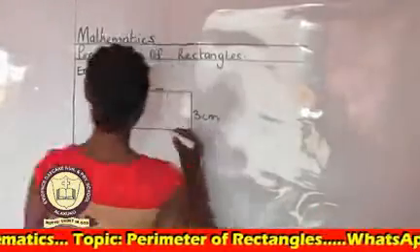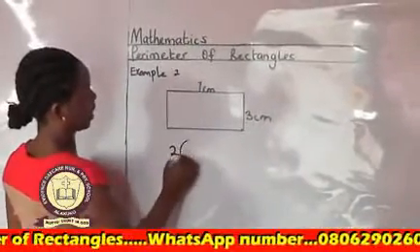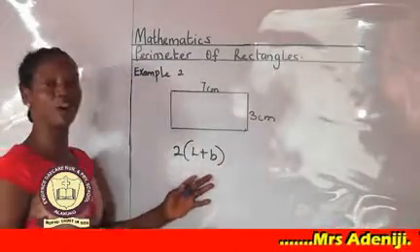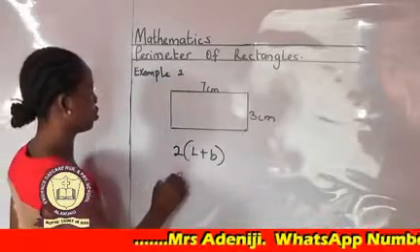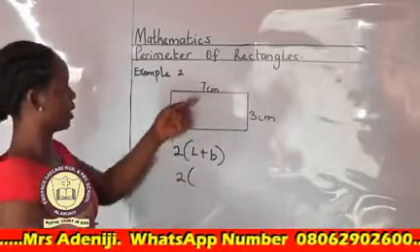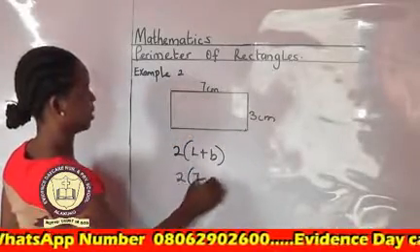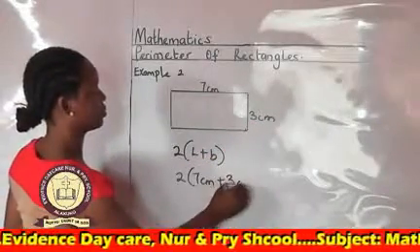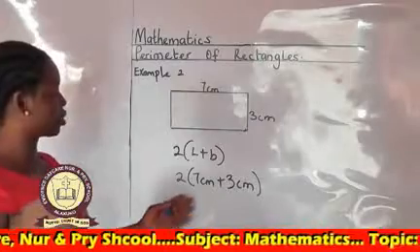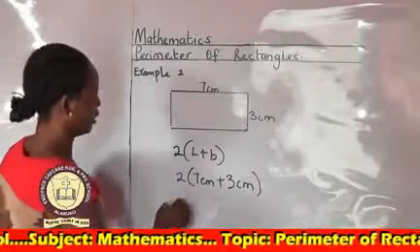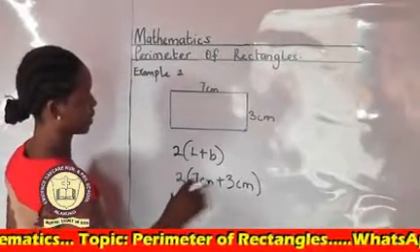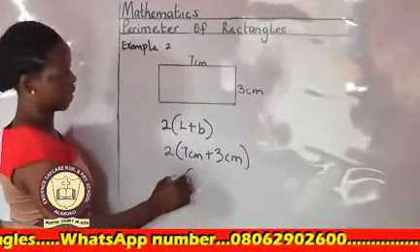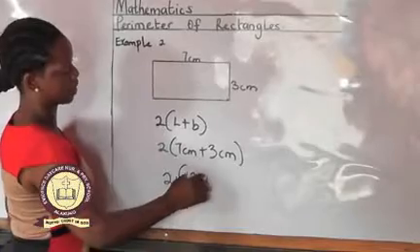Now let's do that. Here we have 2 into bracket length plus breadth. Don't forget, that's the formula that you follow. Here we have 2 into bracket, what is your length? That's 7 centimeter plus the breadth, which is 3 centimeter. The same thing, you are going to add up the one in the brackets. Now we have 2 into bracket, this time 7 plus 3 will give you what? 10. Thank you. 10 centimeter.